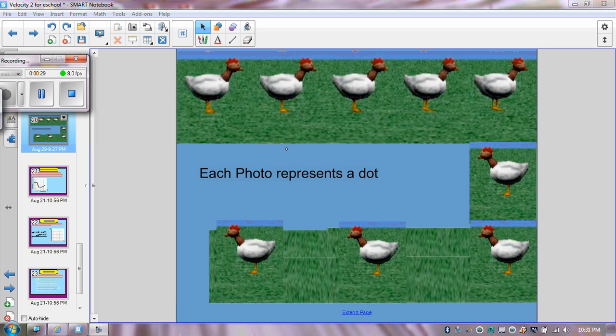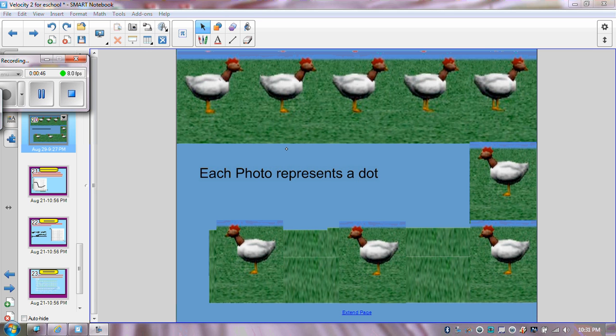I want you to imagine a chicken. This is one chicken, but what I've done is I've set up a camera to take a snapshot at every second. So the time interval is even. Every second the camera takes a shot, and I've compiled the pictures as so.